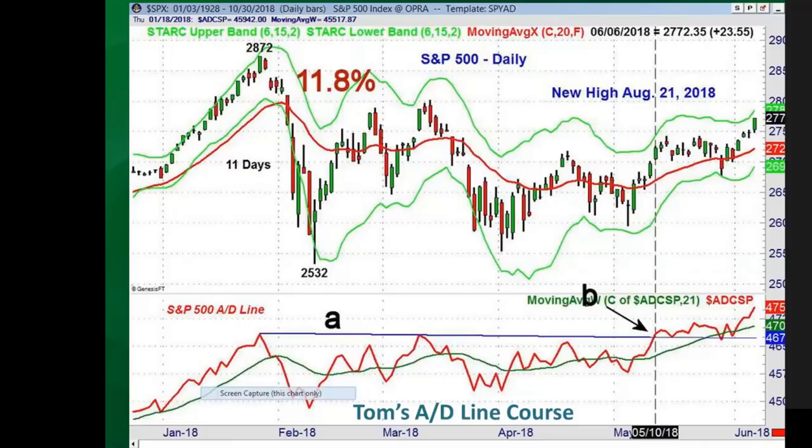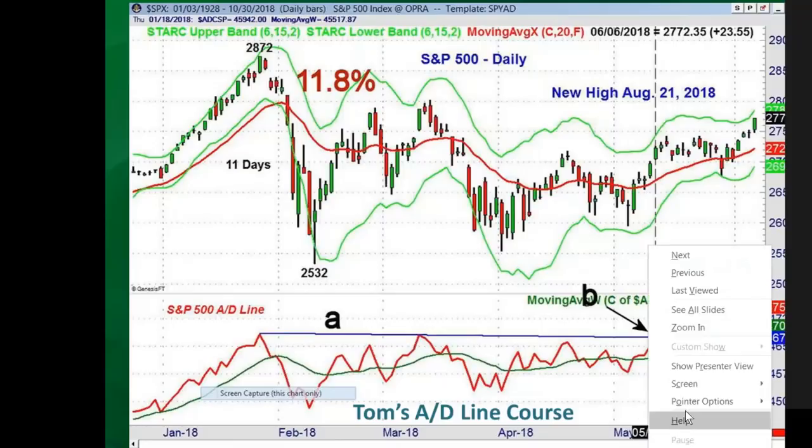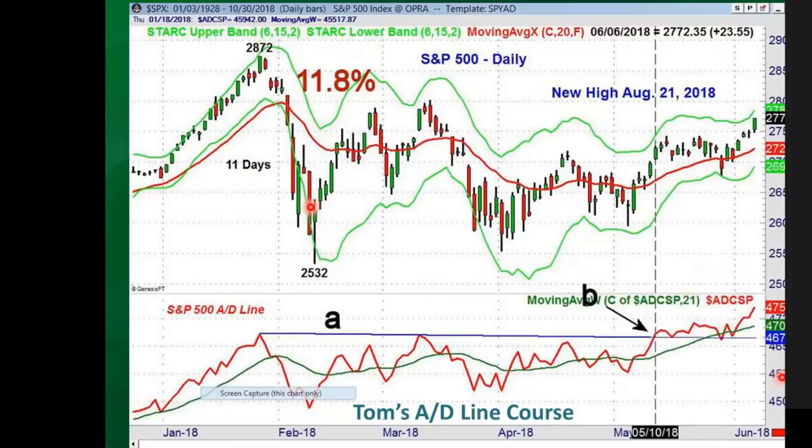So I use these for clients to say, if you're short and you're well below the Stark band, that's probably the time to take some profits. And conversely, I tell people not to chase buying near the upper Stark bands. So we see below this is the S&P 500 AD line. It's one of the 6 AD lines that I follow.